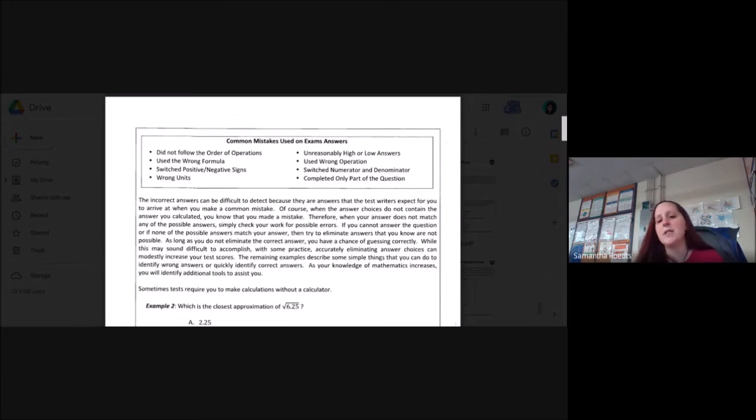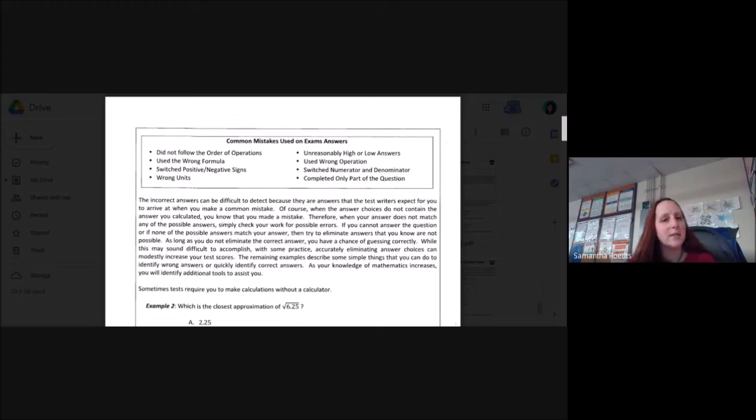The incorrect answers can be difficult to detect because they are answers that the test writers expect you to arrive at when you make a common mistake. Of course, when the answer choices do not contain the answer you calculated, you know that you made a mistake. Therefore, when your answer does not match any of the possible answers, simply check your work for possible errors. If you cannot answer the question, or if none of the possible answers match your answer, then try to eliminate answers that you know are not possible. As long as you do not eliminate the correct answer, you have a chance of guessing correctly.